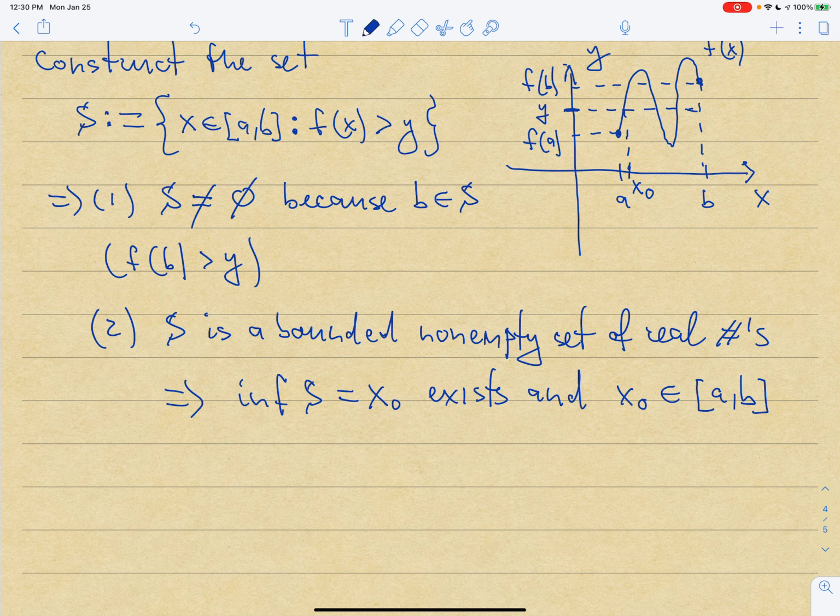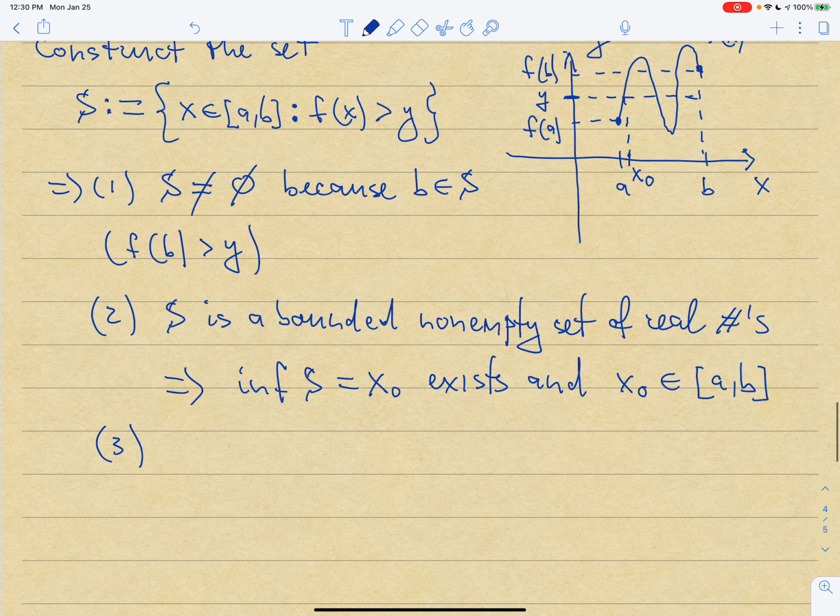Number three. What is the value of f at x0? Let's discuss that. Well, from a picture, clearly the value of f at x0 is equal to y, and that's what I want to prove, because I'm trying to show existence of the point x0 where the value of f is equal to y. So I already identified a candidate x0. Now I need to prove that the value of f at x0 is y.